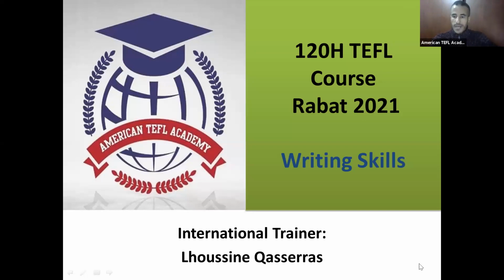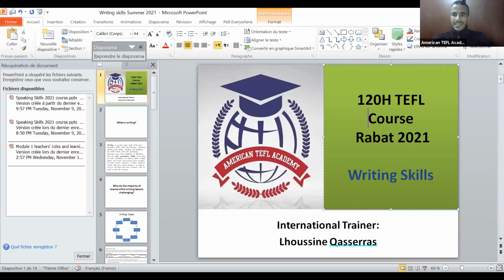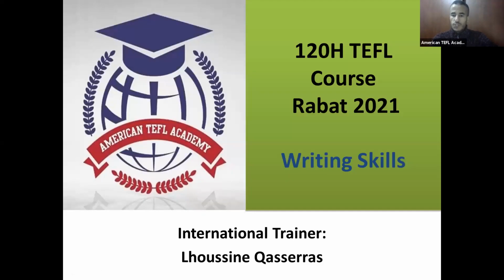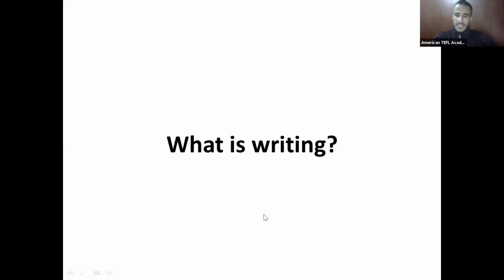Great. So as you see, tonight's lesson will be about how to teach writing communicatively. Writing is one of the four skills. Writing is a productive skill, and students are going to produce the language more than receiving the language. So they are going to write more than listen or read. Great. So let's see here.